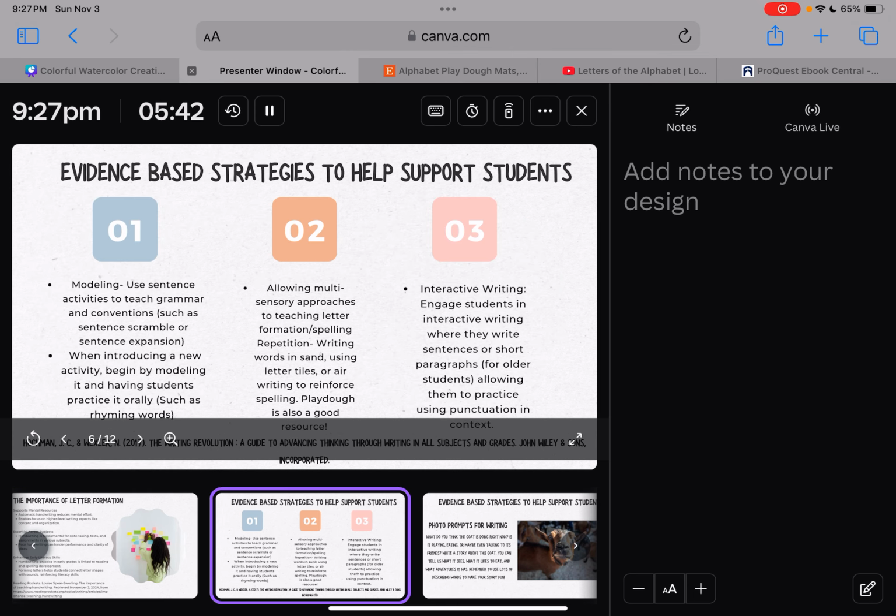Next, evidence-based strategies to help support our students. Modeling. Model in your classrooms. Use sentence activities to teach grammar, such as sentence scrambles or sentence expansion. So that's where you're starting a sentence and then you're adding to it. A sentence scramble is obviously when you have a sentence that's all mixed up and the students have to unscramble it. That's a really fun group activity to do.